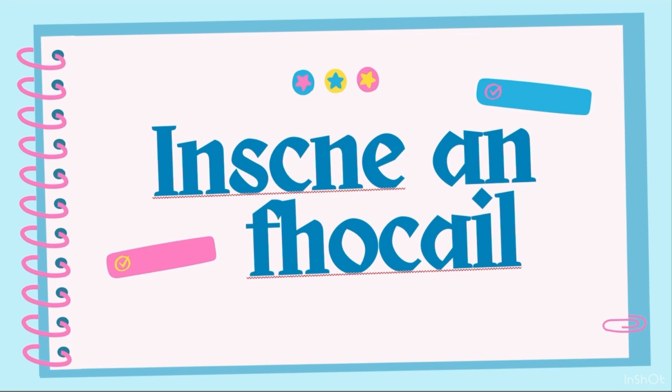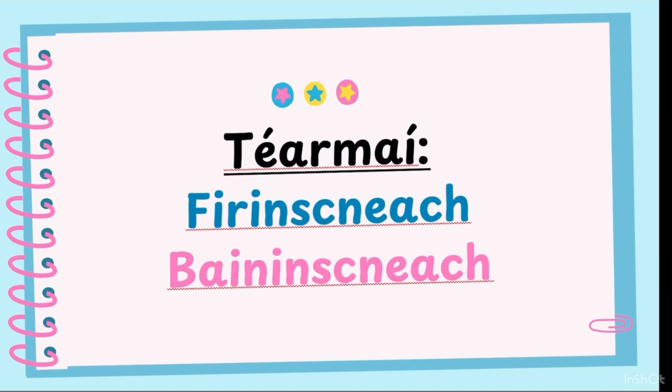So today we're talking about inscne an fhocail, which is gender. So inscne means gender, and the terms we need to know are firinscneach, which is masculine, and baininscneach, which is feminine. What I normally do is I get my students to learn the dairy baininscneach. So if we know the feminine endings, then we know that if it's not feminine, it's definitely masculine.